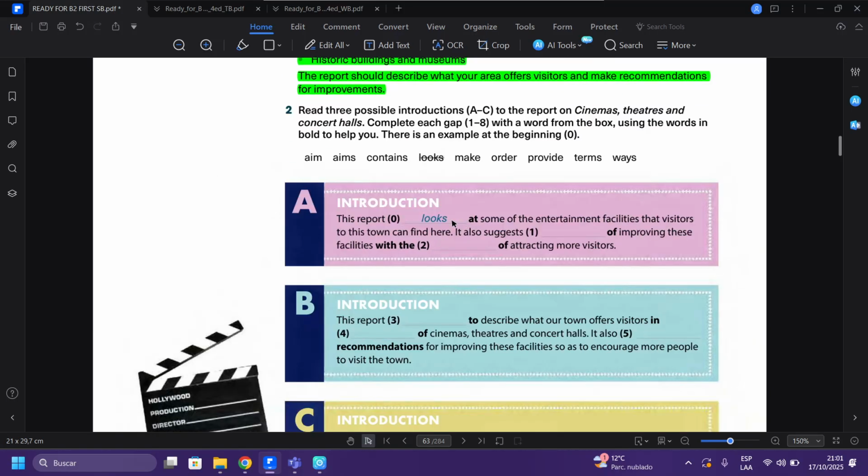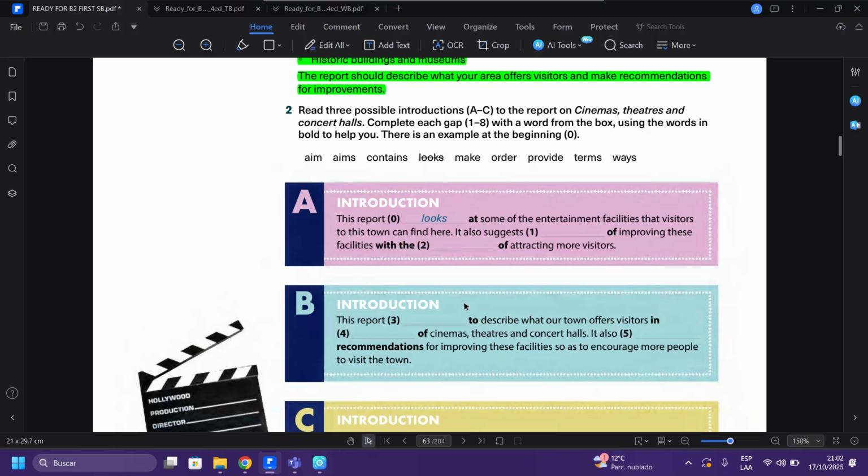The first one, number zero, has been done for us as an example. This report looks at some of the entertainment facilities. Number one, it also suggests ways of improving these facilities with the aim of attracting more visitors. There you are, aim. With the aim of, right? Con el objetivo de in Spanish. With the aim of attracting more visitors.